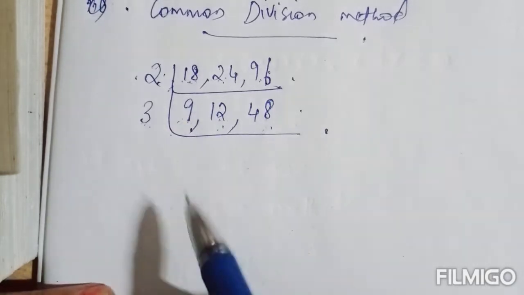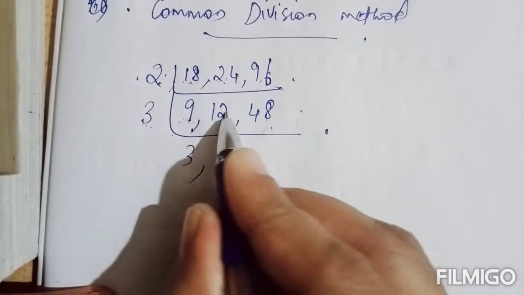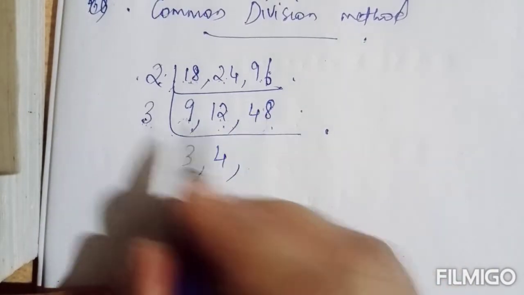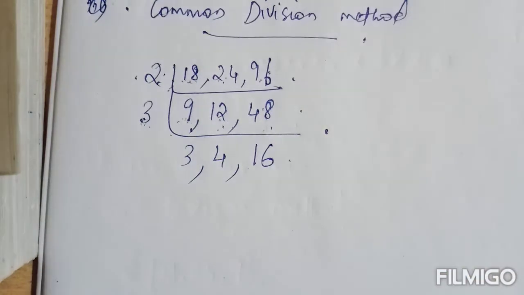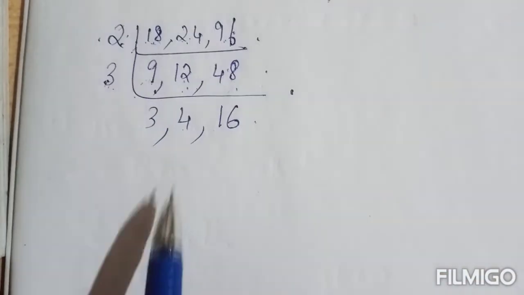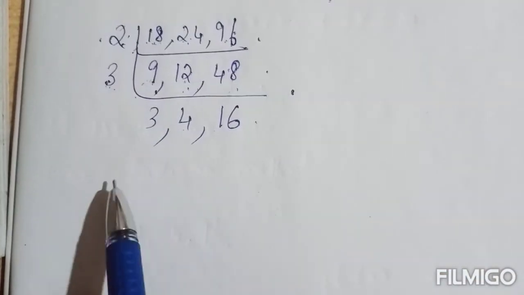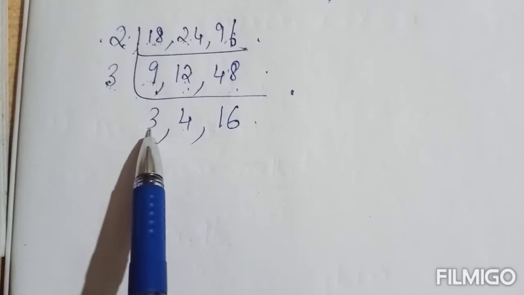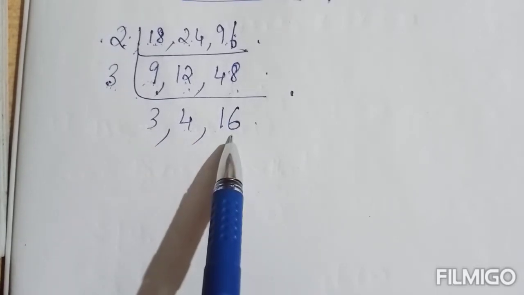Okay, 9 divided by 3, 3. 12 divided by 3, 4. 48 divided by 3, 16. Now you have to find a prime number with which you can divide 3, 4 and 16.